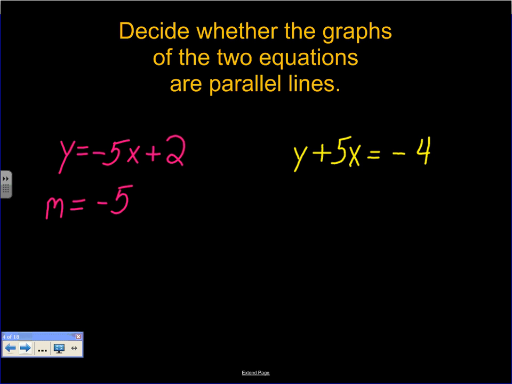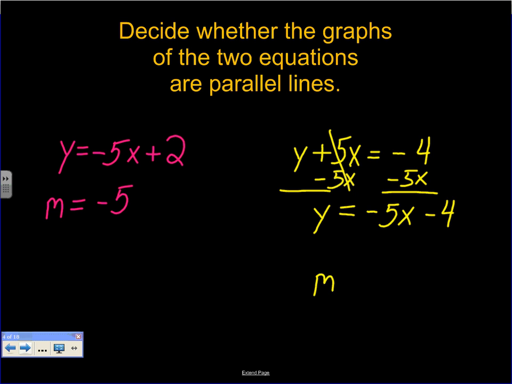On the right side here in yellow, we have to get y by itself, so we subtract 5x from both sides. On the left side, the 5x's cancel out, and you're left with y. On the right side, you cannot combine -4 and -5x because they're not like terms. So we'll put it in slope-intercept form. And the slope here is the number in front of x, -5. So are these two lines parallel? The one on the left has a slope of -5. The one on the right has a slope of -5. And since they have the same slope, those two lines are parallel.